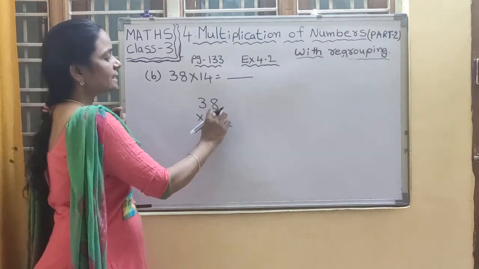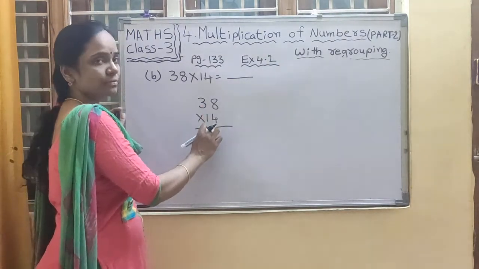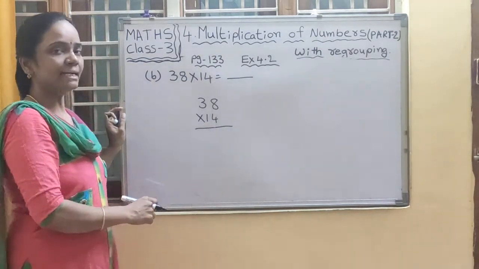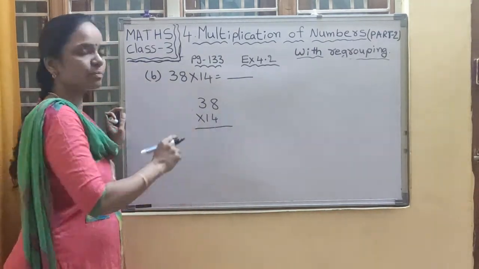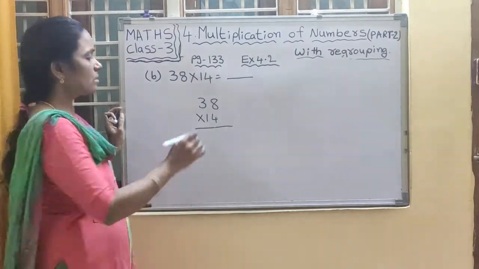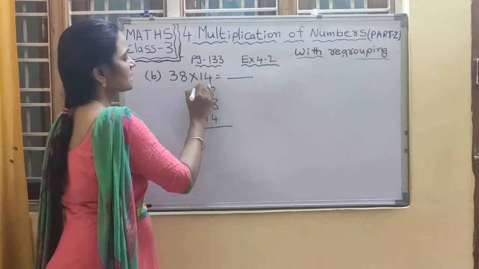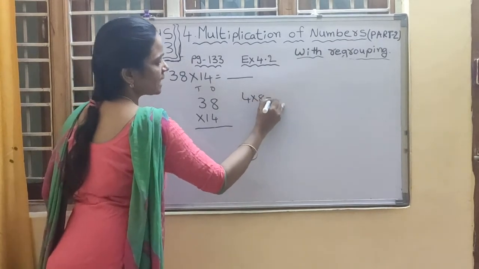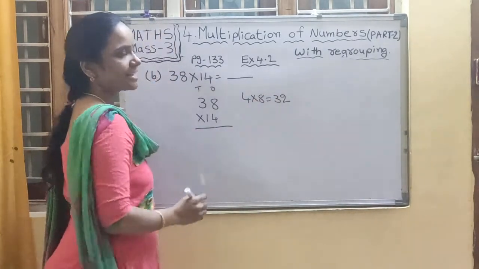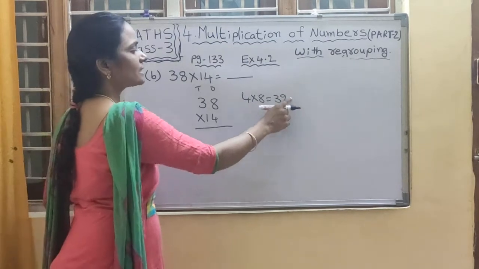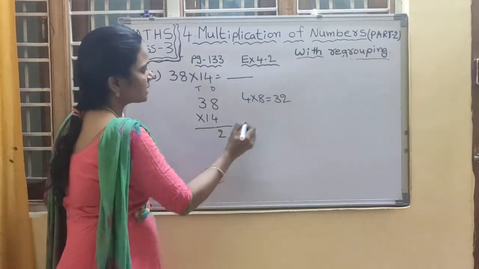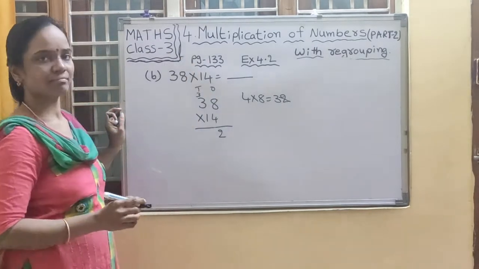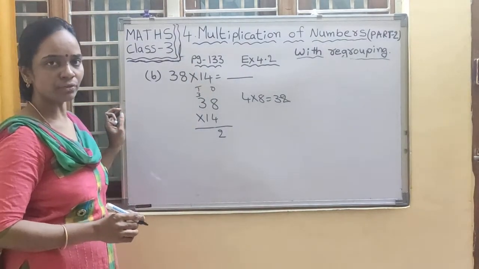Yes. So 38 should be multiplied by 4. First, the whole number should be multiplied by 4 and the whole number should be multiplied by 1. So this is the process. 1's place, 10's place. So first 4 into 8. 4 8s are how much? Very good. 32. So 2 write at 1's place and 3 is the carry forwarded to the 10's place. Okay, children? Understood all of you?